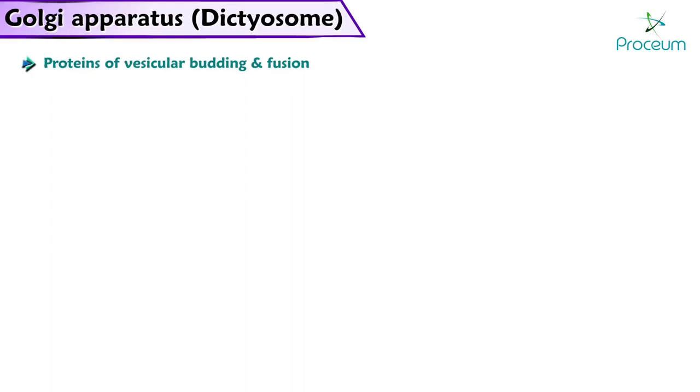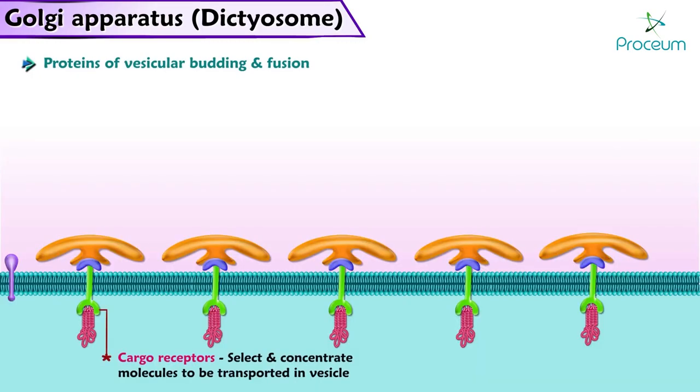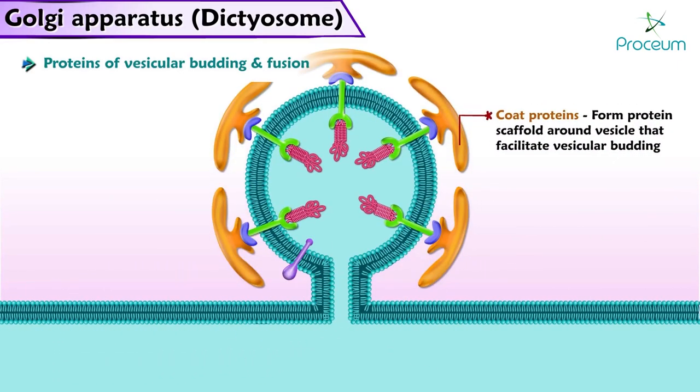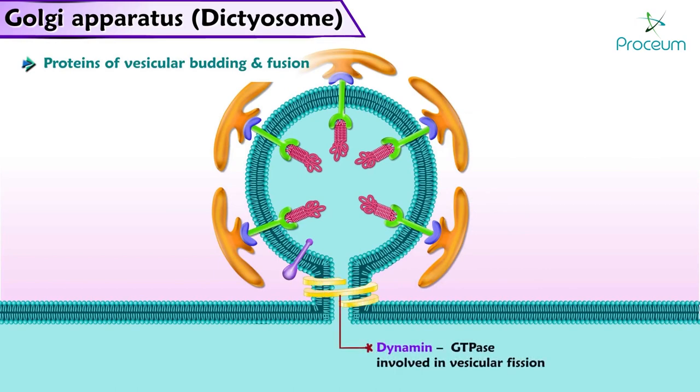The proteins involved in vesicular budding and fusion are cargo receptors, which select and concentrate molecules to be transported in the vesicle; adapter proteins, which bind cargo receptors and coat proteins; coat proteins, which form protein scaffolds around the vesicle that facilitate vesicular budding; and dynamin, which is a GTPase involved in vesicular fission.